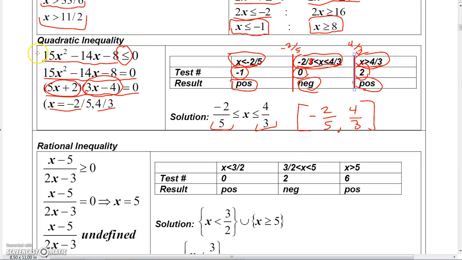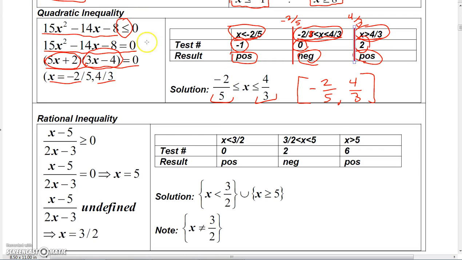Now, before I move on, let me just tell you, these signs don't always alternate, so make sure you check the intervals here to see if the signs are positive or negative. And then one last thing, obviously, a couple things.